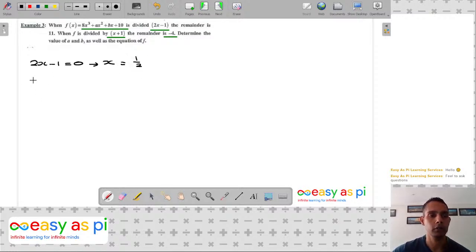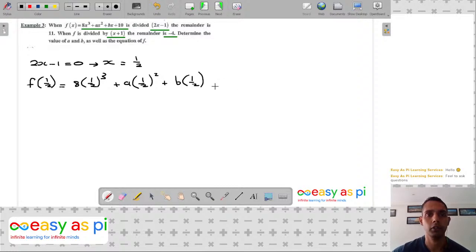So we now know that f at a half, where I see x I'm going to replace it with a half, is 8 into a half cubed plus a, which I don't know, into a half squared plus b into a half, b I don't know, plus 10. Now this is all what we had from the last example, and we know that the remainder is 11. Essentially, that's one equation.